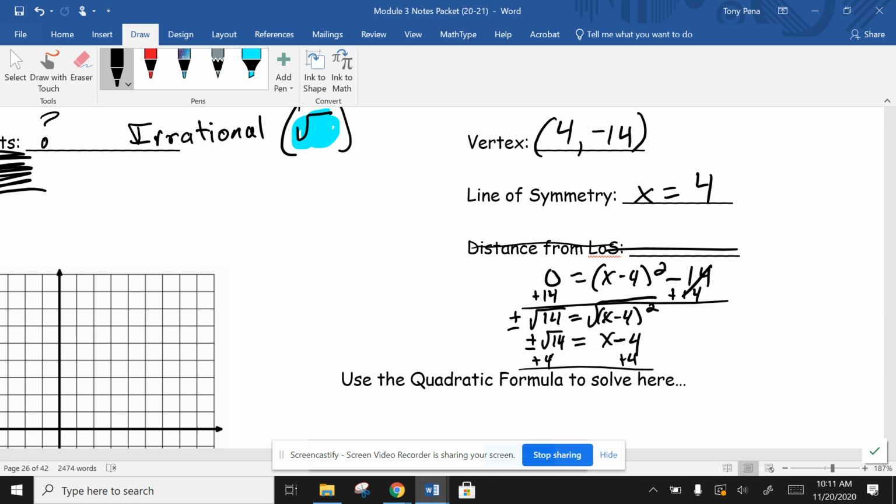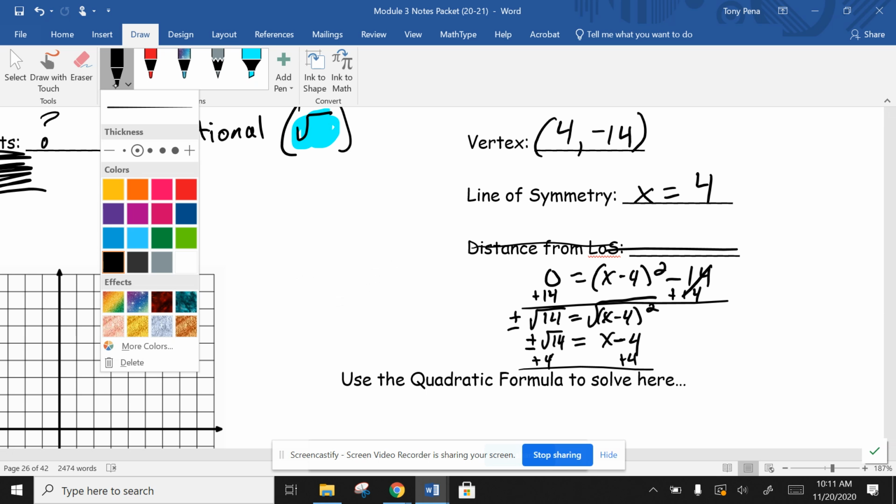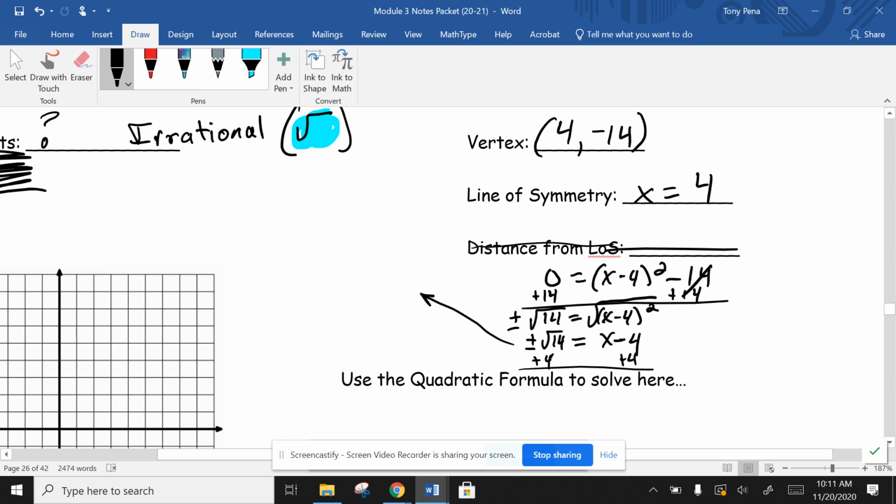And then this is where we write our two different equations. So since we have a little room over here, I'm going to rewrite them over here. So I am going to do this positive root 14. So again, I'm going to take a positive root 14. And I'm going to add that 4. So that's one of our answers.